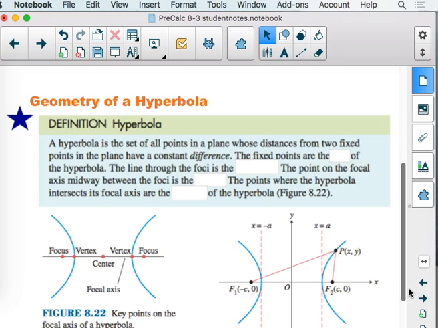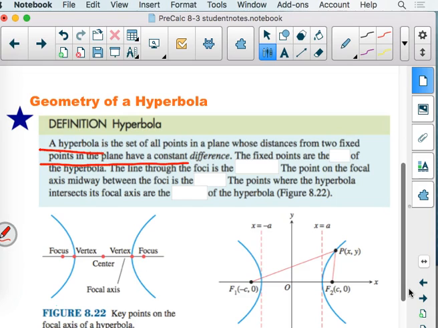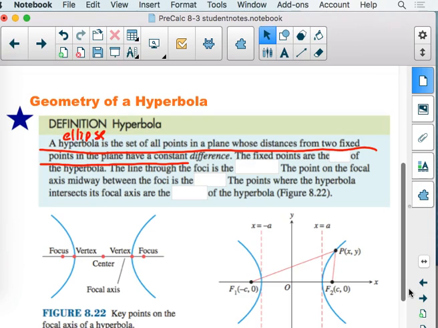So the geometry of a hyperbola. A hyperbola is a set of all points in a plane whose distance from two fixed points in the plane has a constant. We have seen all of this word for word when we talked about an ellipse. It's that last word that changes this up. With an ellipse, it was a constant sum. We added them together and that sum stayed the same when you were on any point on that ellipse.